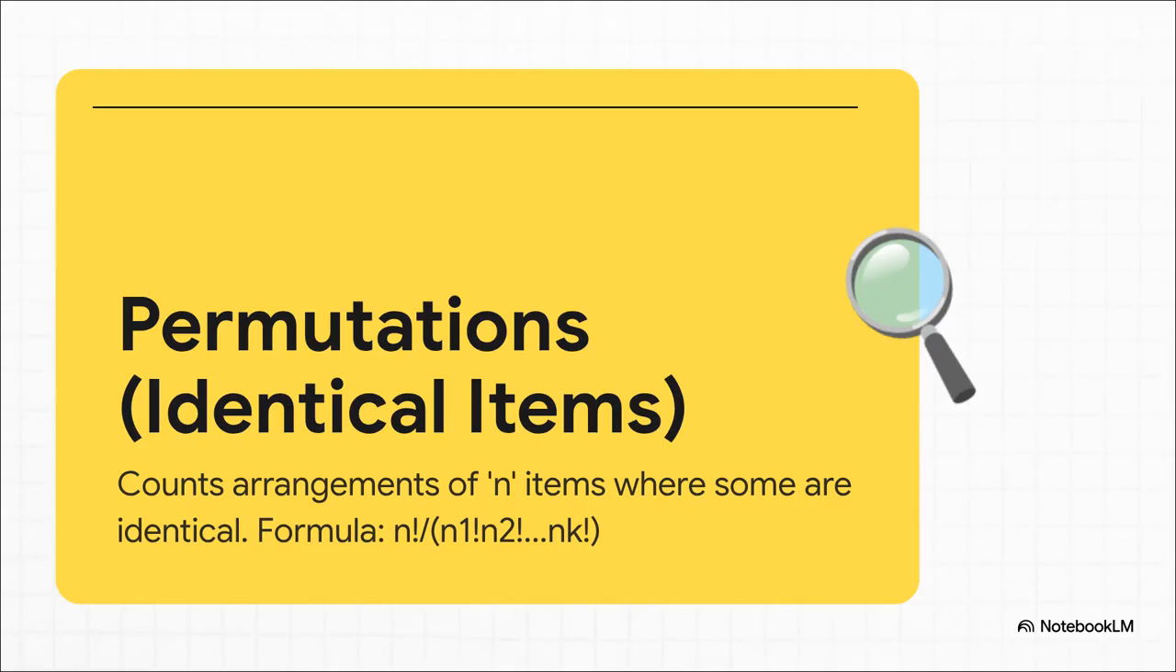But life isn't always so neat. What if some of the items you're trying to arrange aren't unique? What if some are identical? Well, there's a tweaked version of the rule for that. You just have to divide out the arrangements of the identical items.